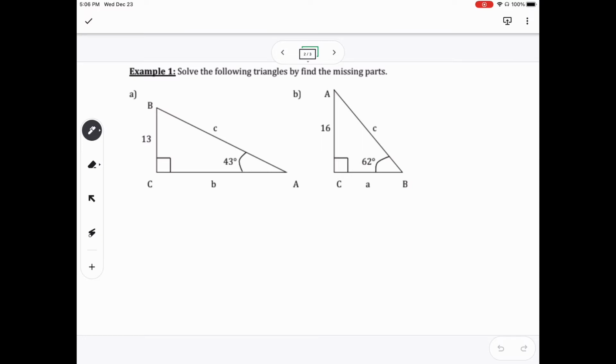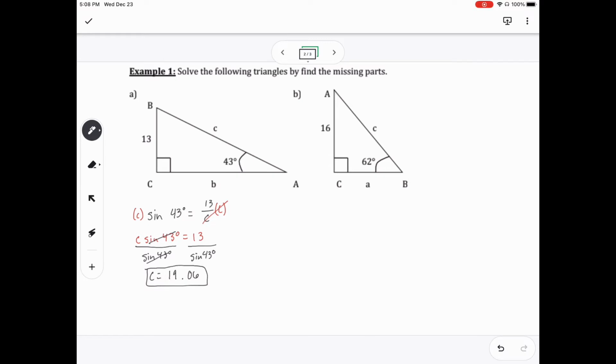We want to be able to find the missing pieces to this triangle. So let's go ahead and find the hypotenuse first. So I would use the trig ratio of sine of 43 degrees, which is equal to the opposite side of 13 divided by c, which is the hypotenuse. From there, I would multiply both sides by c to get it out of the denominator. And then from there, I would divide both sides by sine of 43 degrees to get c by itself, which would give me c is equal to 19.06.